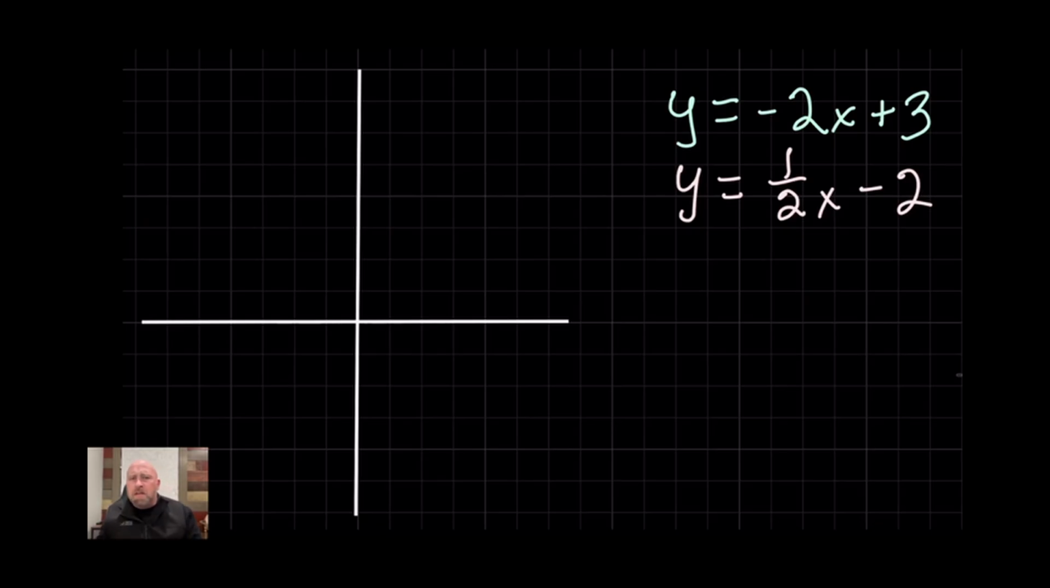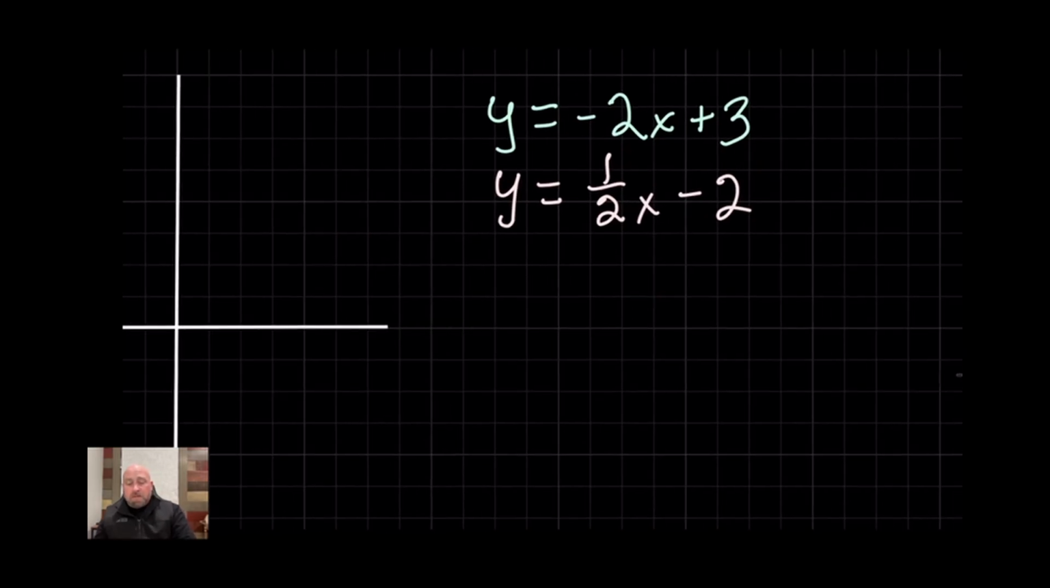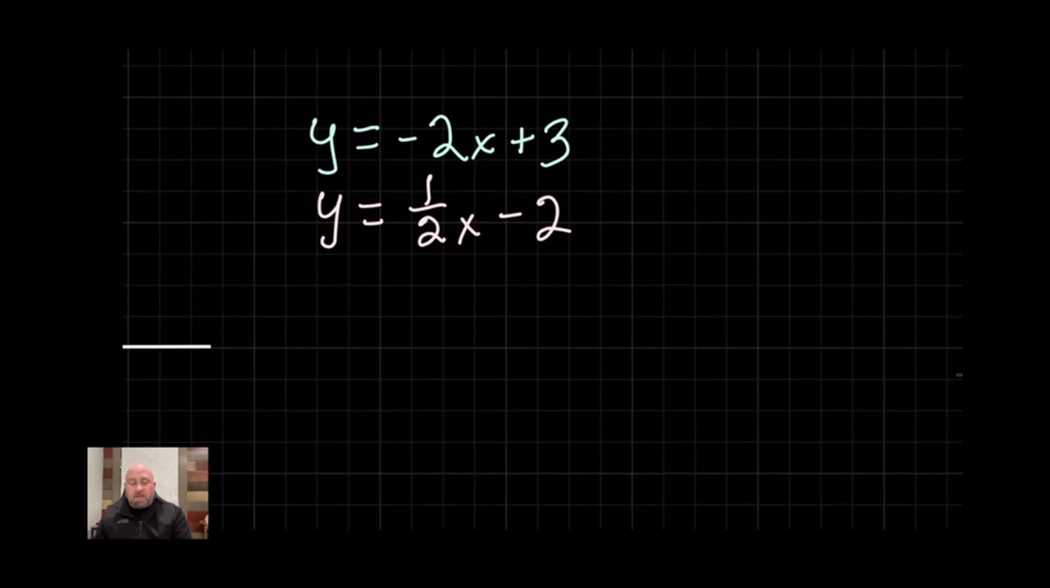All right, so here it is. We have y equals negative 2x plus 3. That's the green line. And then the red line, the pink line, is y equals 1/2 x minus 2. So let's go ahead and solve. Let's start with the green one. I'm going to work these off to the side. So y equals negative 2x plus 3.